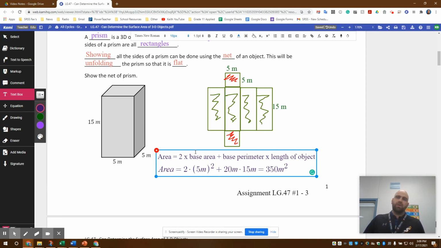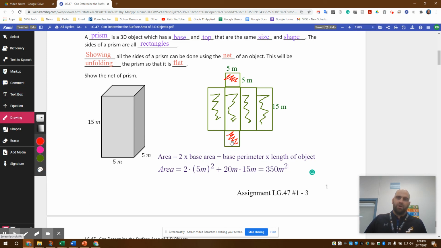But we could also do it this way: find the area of the base, which in this case is a square. And so I'm just going to draw that right there. That's our base area. It's the inside. And then our base perimeter is this length right here. So that length right there, and then we multiply it by the length of the object. So we find the area of the base, multiply by 2 because there's 2 of them. Then we take the perimeter of that base, the perimeter of that square, and multiply by the length of the object.